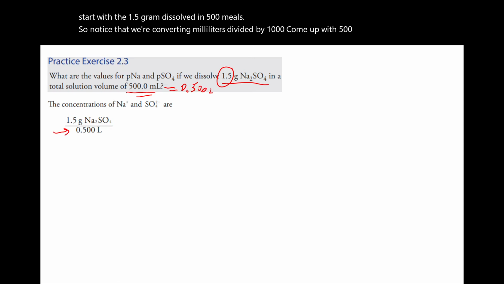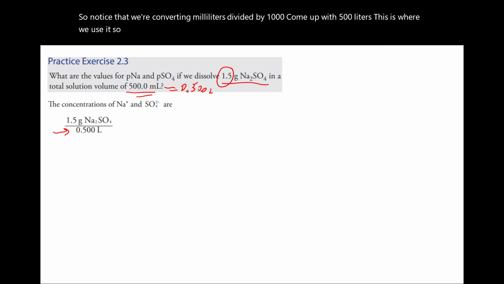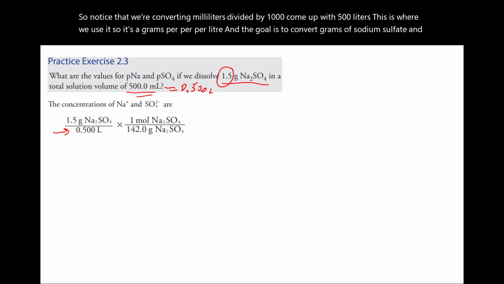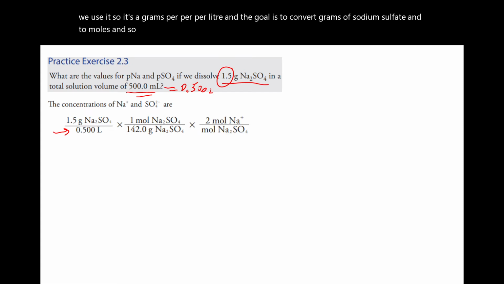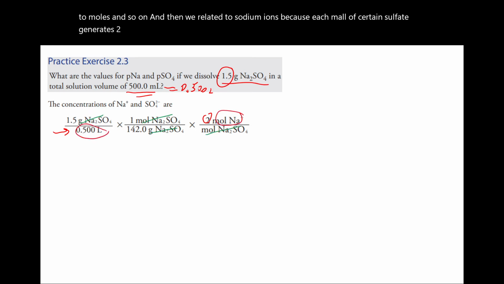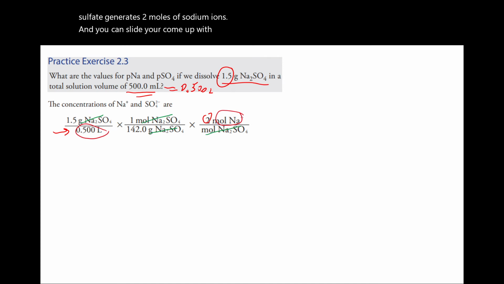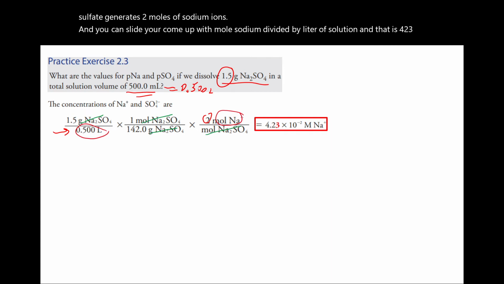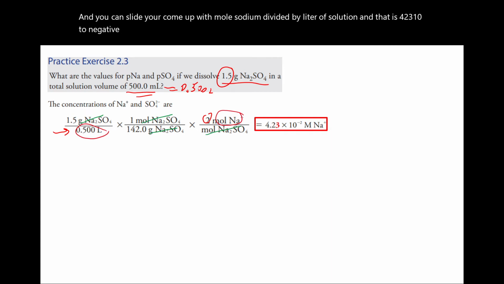This is where we use it. So it's grams per liter, and the goal is to convert grams of sodium sulfate into moles and so on. Then we relate it to sodium ions, because each mole of sodium sulfate generates 2 moles of sodium ions. You cancel out, and you come up with moles of sodium divided by liters of solution, and that is 4.23 times 10 to the negative 2 molar sodium.